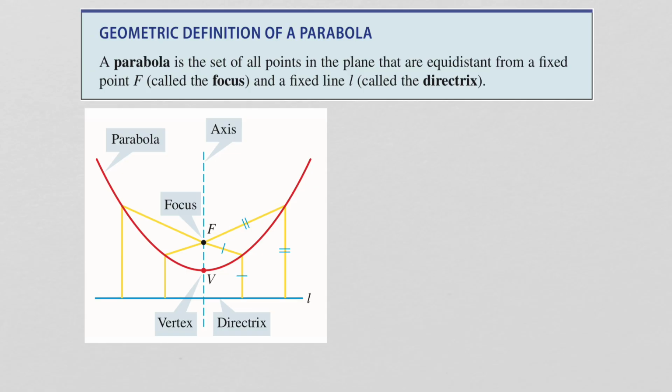The geometric definition of a parabola is that it is the set of all points in the plane that are equidistant from a fixed point F called the focus and a fixed line L called the directrix. So if you look at the graph we have here, which is what we would expect when we talk about a parabola, there is a point on the inside of the parabola, if you will, and a line on the other side of the parabola, and every point on the parabola is the same distance from that fixed point and from that given line.